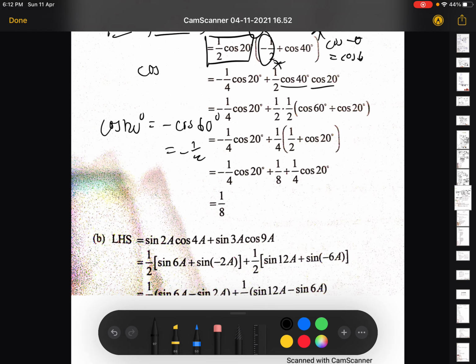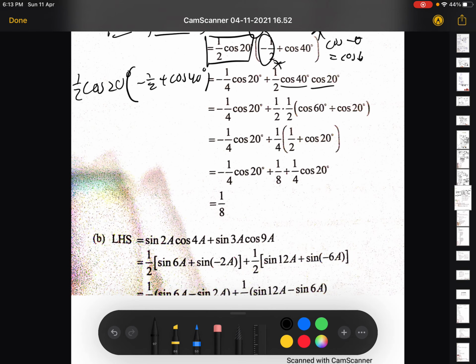And some of you might go, okay, so I'll just immediately take it out. The thing is, you can take it out. Let me try and do it myself. If I were to take it out, it'll be 1 over 2 cos 20, and then minus 1 over 2 plus cos 40. And then remember that cos 40 is equal to cos 2 times 20.